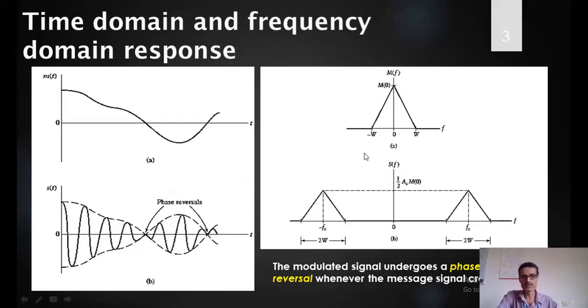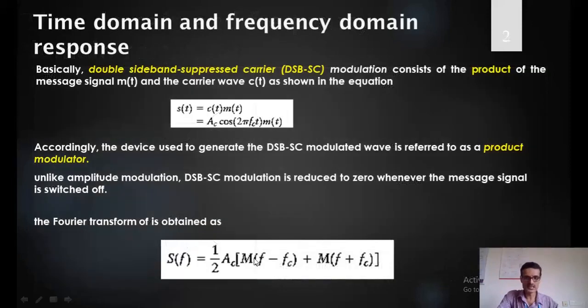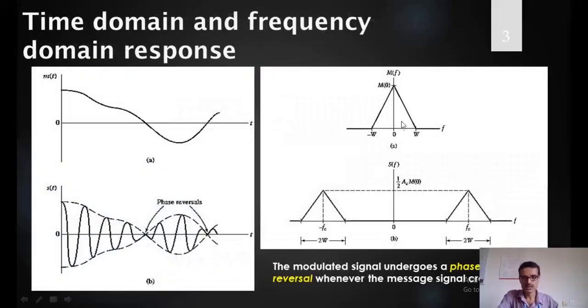Now in the frequency domain, as I told earlier, this is the equation which we have to plot in the frequency domain. Assuming that this is your M(f), a low pass signal with a frequency extending between 0 to W hertz, maybe 20 hertz to 20 kilohertz for our audio band, where the highest frequency is 20 kilohertz.